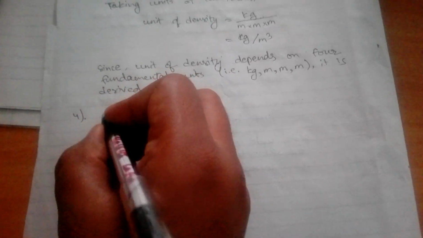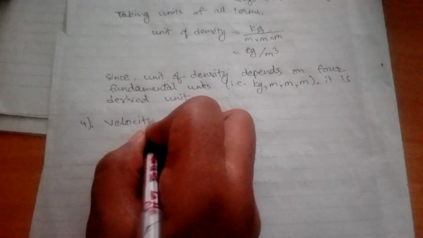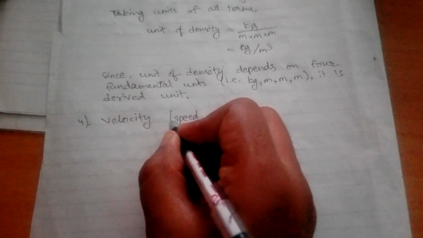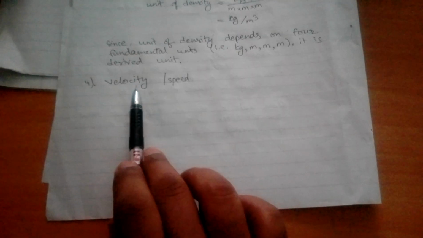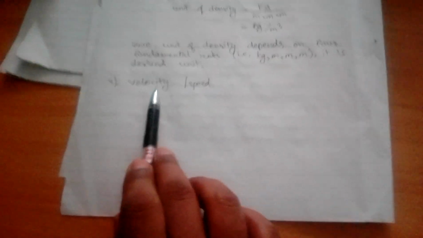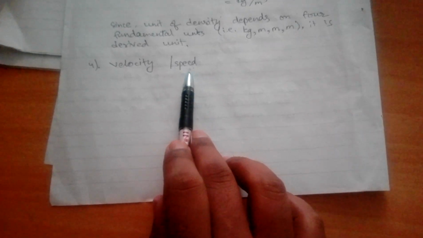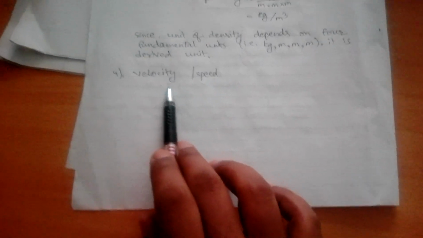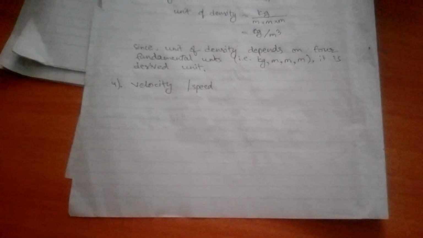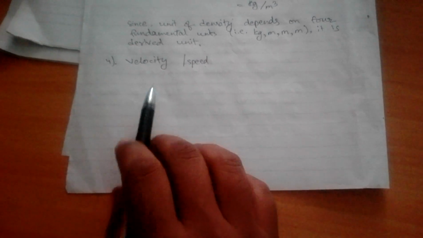Okay, now next I'll go to number 4, and number 4 is velocity. Velocity or speed, both have the same unit if you are curious. The only difference is velocity is a vector quantity, whereas speed is a scalar quantity. That means velocity contains magnitude as well as direction, whereas speed contains only magnitude. And now to define velocity, how fast an object is moving is defined as speed, and how fast an object is moving in a particular direction is defined as velocity.